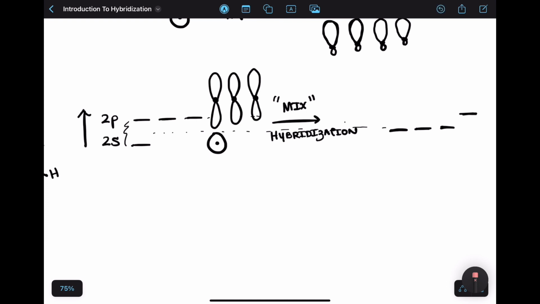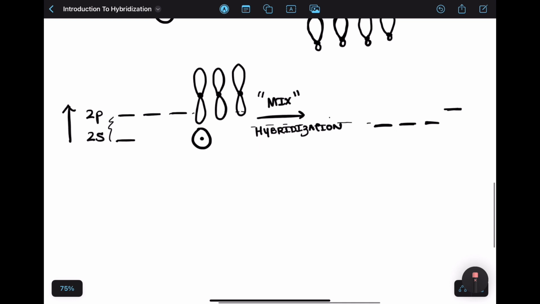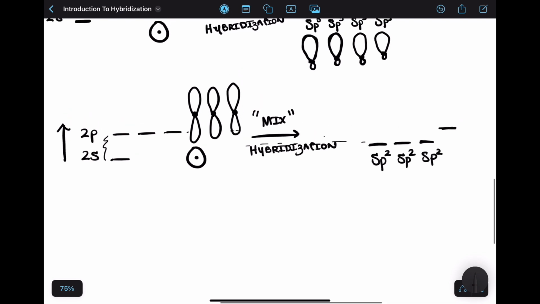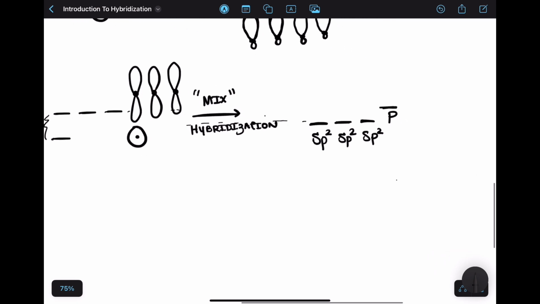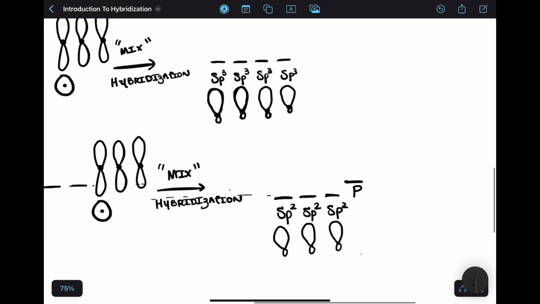But when you hybridize, they go down in energy relative to what was before, in terms of between the 2p and 2s, because they are now a mix of 2p and 2s. And so we get three hybridized sp2 orbitals and one unhybridized p orbital. So now you have the same shape as the sp3, just a bit smaller, and then you have your unhybridized p orbital.